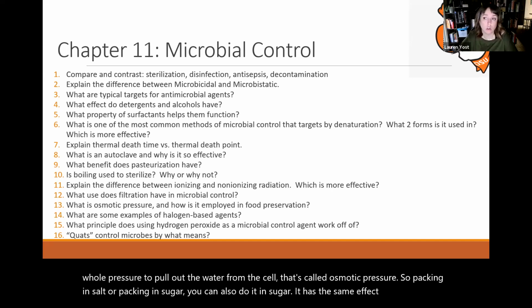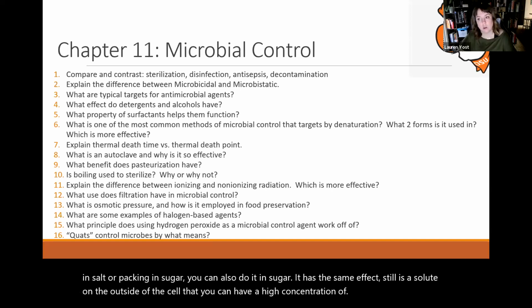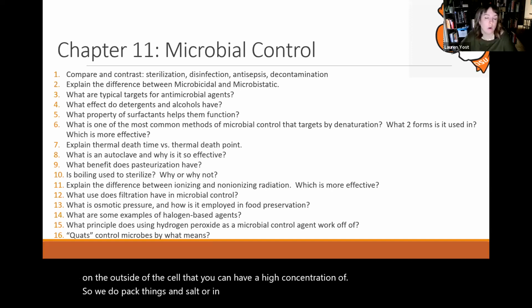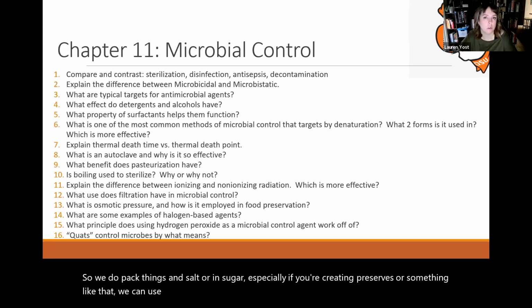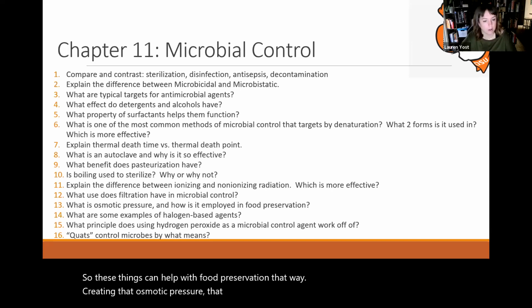Still is a solute on the outside of the cell that you can have a high concentration of. So we do pack things in salt or in sugar, especially if you're creating preserves or something like that. We can use high amounts of sugar in order to preserve your fruits. So these things can help with food preservation that way, creating that osmotic pressure, that hypertonic environment.